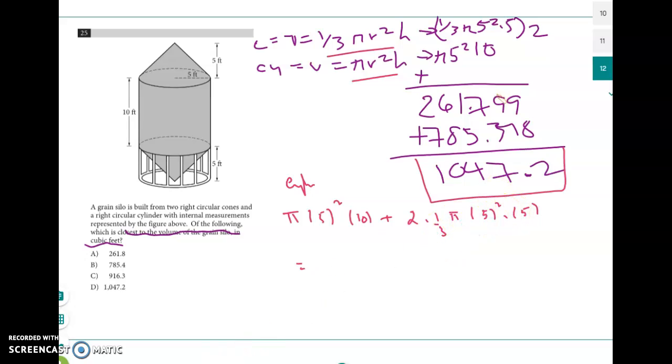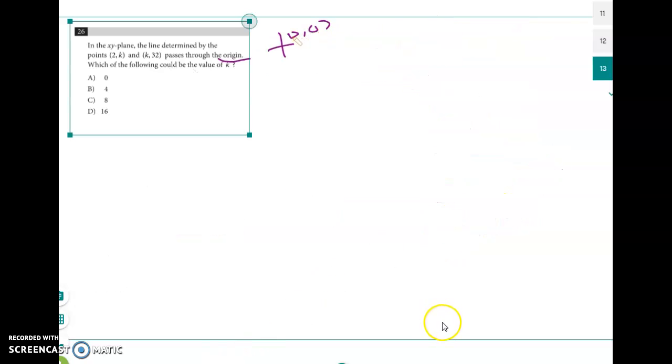Okay. Origin is 0, 0. That's true. So I just hurried up and I put A as my answer. Oh, okay. It would make them on different points, and it wouldn't make them at the origin. It would make them in different places. Right.